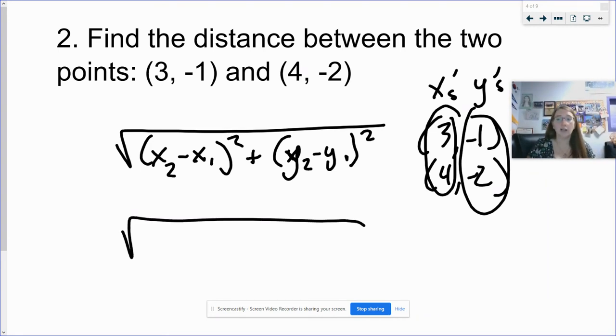So I want you to take a second and write it out and try and plug it in correctly, and then you can check and make sure you're doing it correctly. I'm going to show you the answer here.